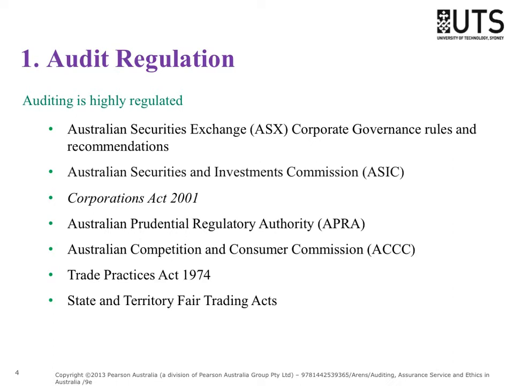So we have lots of regulation. The Australian Stock Exchange sets corporate governance guidelines, and those guidelines apply to all of the companies or entities that are listed on the exchange. There are guidelines about how many people should be on the audit committee, and the proportion of independent to executive board members. ASIC actually goes out and enforces the Corporations Act. APRA, the Australian Consumer and Competition Commission.